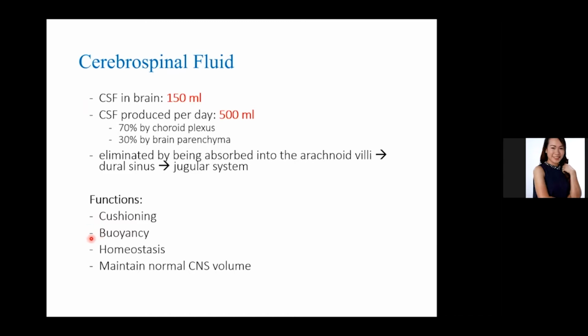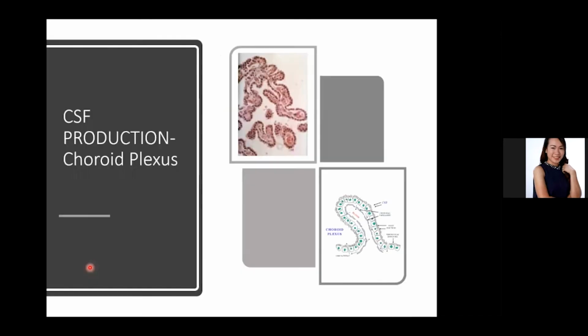For buoyancy, on the other hand, it means this is the ability or tendency to float in water or air or some other kind of fluid. So this is another function of the CSF. What will float? Of course, we have the brain and spinal cord. Also for homeostasis and maintaining normal central nervous system volume.